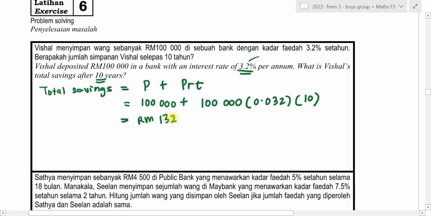RM132,000. So that's quite a good income in 10 years. 32,000 you gain. You invest 100,000, you get interest 32,000, is not bad, right?